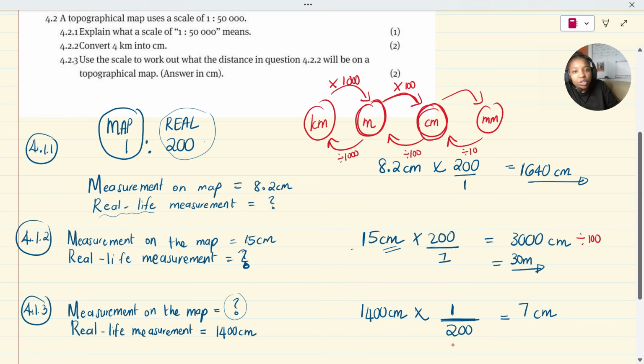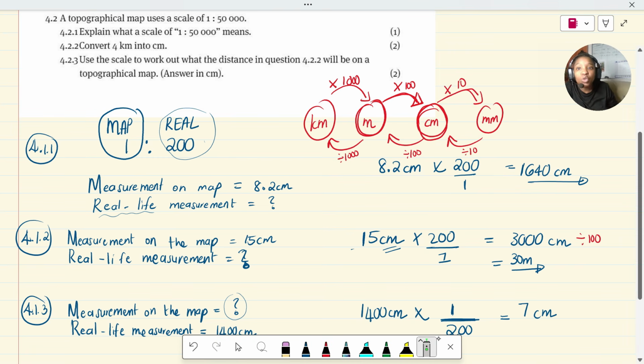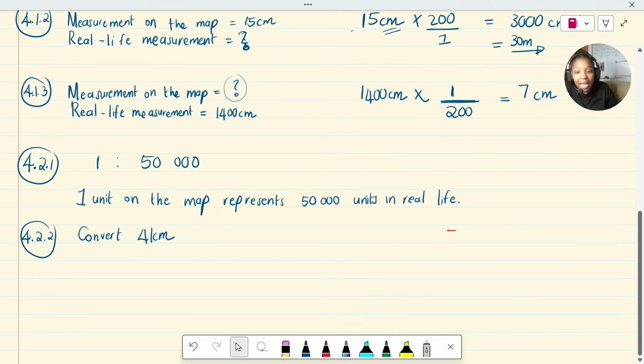When you go from meters to centimeters, you multiply by 100. Century, centi. Then you multiply by 10 when you go from centimeters to millimeters. So if you want to convert kilometers to centimeters, we are here, we want to go here. What do you need to do? Multiply by 1,000, and you need to multiply by 100. So it's the same as just multiplying by 100,000.